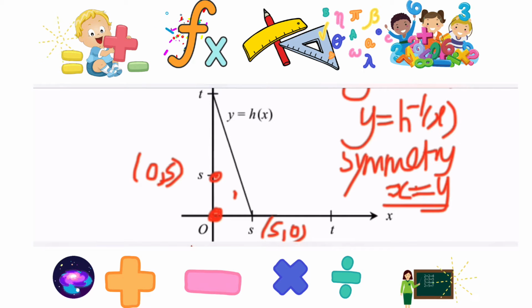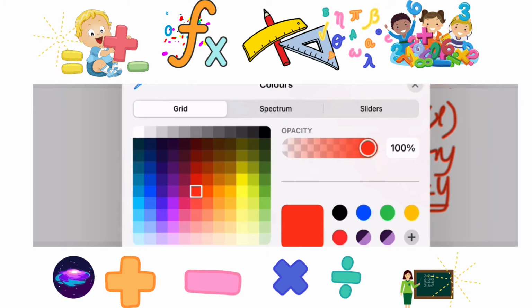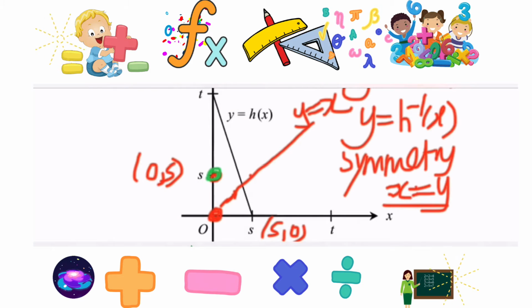Okay, so let's see. We want to draw y equals x. Actually y equals x should be here. Let me draw it out first. Okay, let's say this is y equals x. So now we want to draw the function, the graph that is so-called inverse of h.